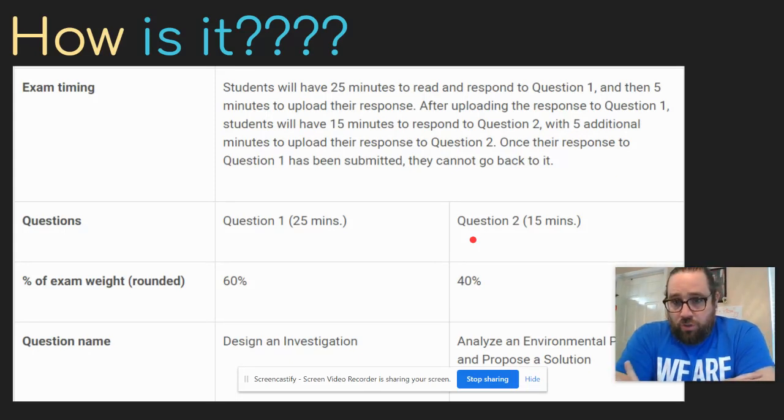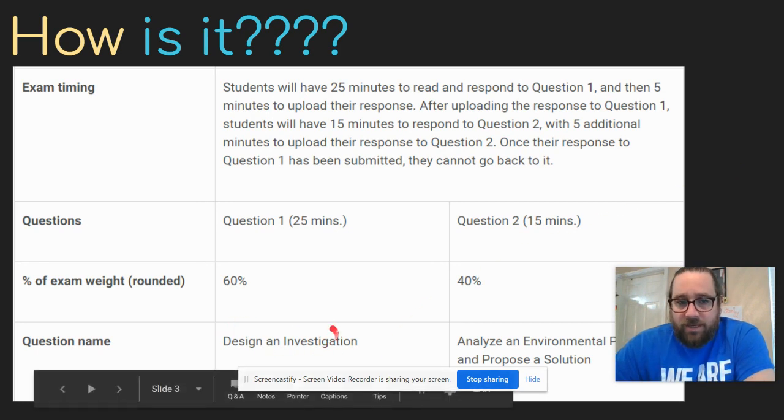So how is it? Ours is going to be two questions. There's no multiple choice. It's all FRQs because all AP tests are FRQs. Some AP classes have one FRQ, ours is two. So question one is going to be the design an investigation. Question two is going to be analyze an environmental problem and propose a solution.